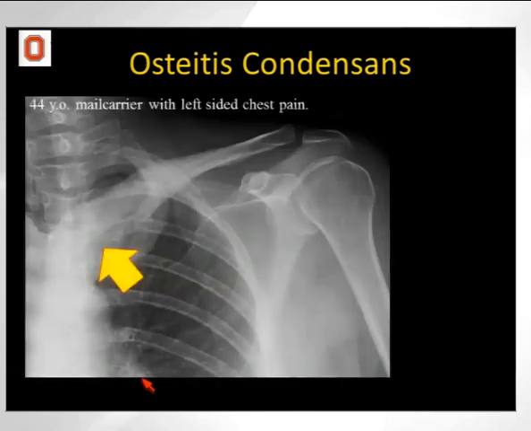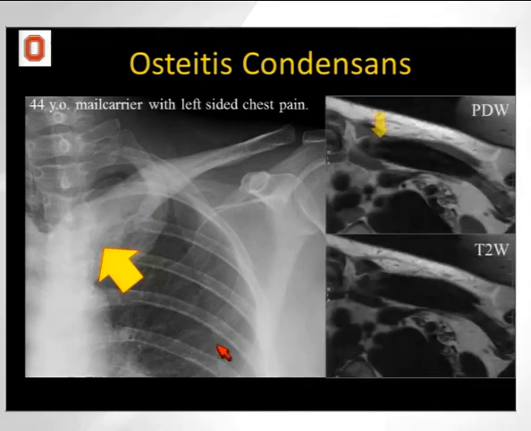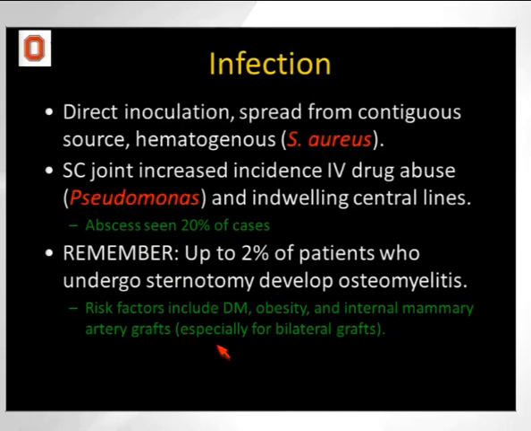Now, here's a female carrier. She always carried her bag on the left side. Tremendous hyperostosis. Notice that on the proton density, you have nothing but low signal intensity changes. On T2, no marrow edema in this particular patient.